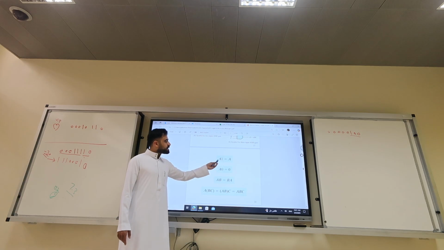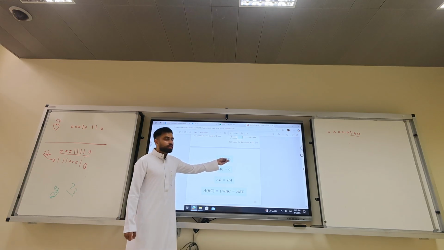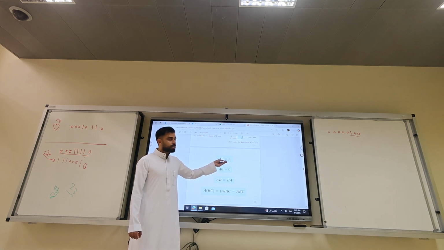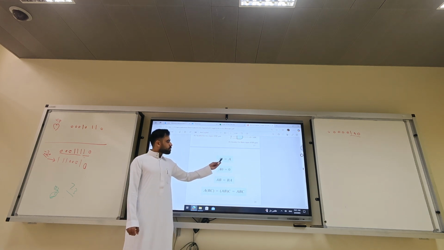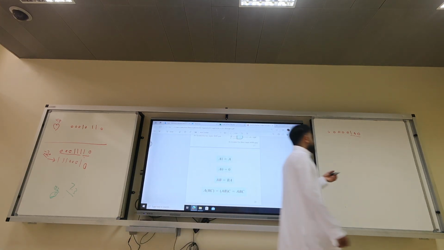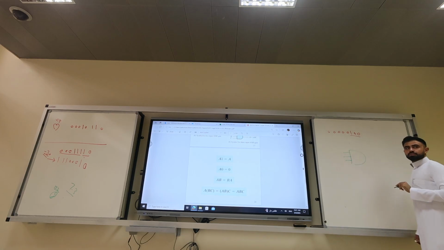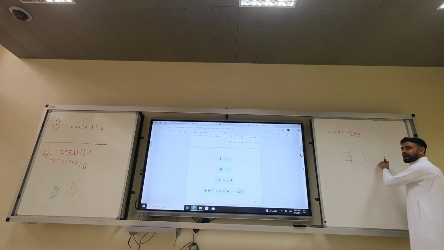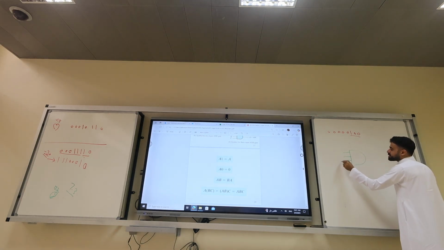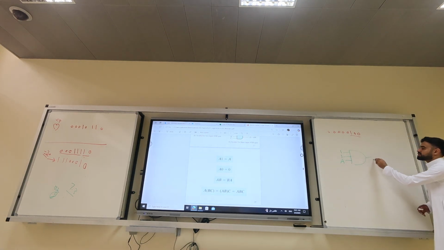A AND 1, any variable, because A can be either 0 or 1. So if you AND 0 with 1, the answer will be 0. If you AND 1 and 1, the answer will be 1. So 1 is like a pass. It will allow anything. If you have an AND gate that has 3 inputs, and you want to use it to pass whatever variable you have, you put here, for example, A, 1, 1. So the answer will always be A.